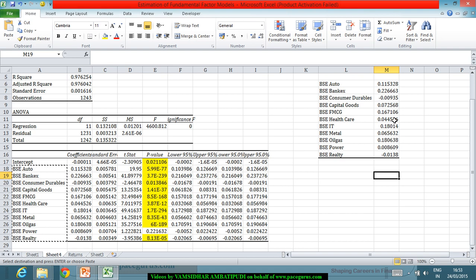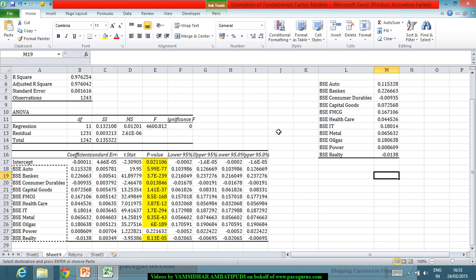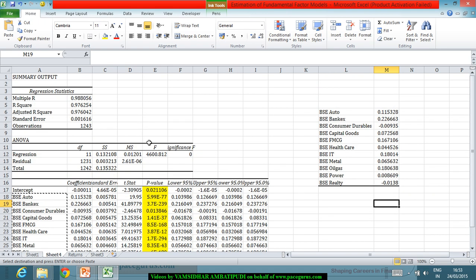But at the same time, I also require the variance-covariance matrix. This is what will help me understand what proportion of the variance of the Sensex is attributable to these various industries and what portion of it is really not attributable. So for that I require the variance covariance matrix. We'll try to compute that.